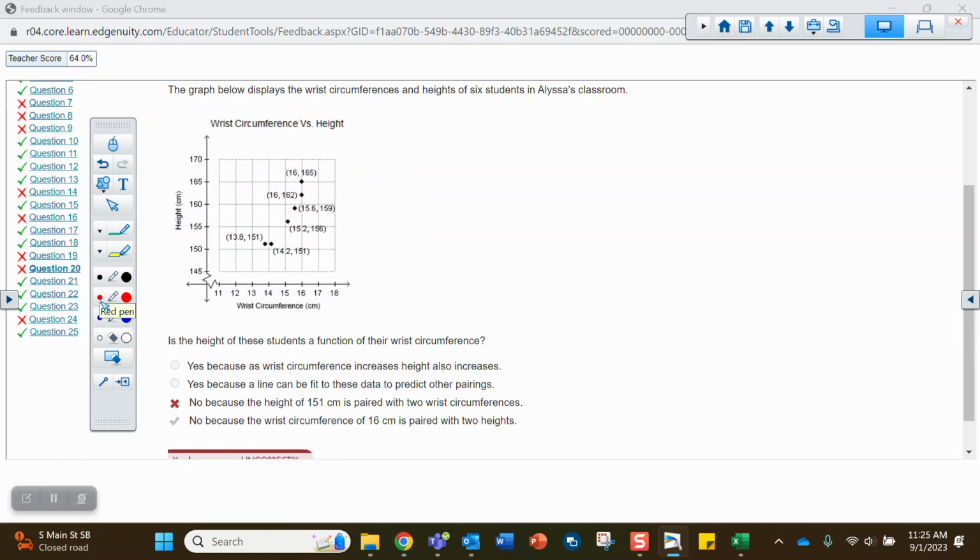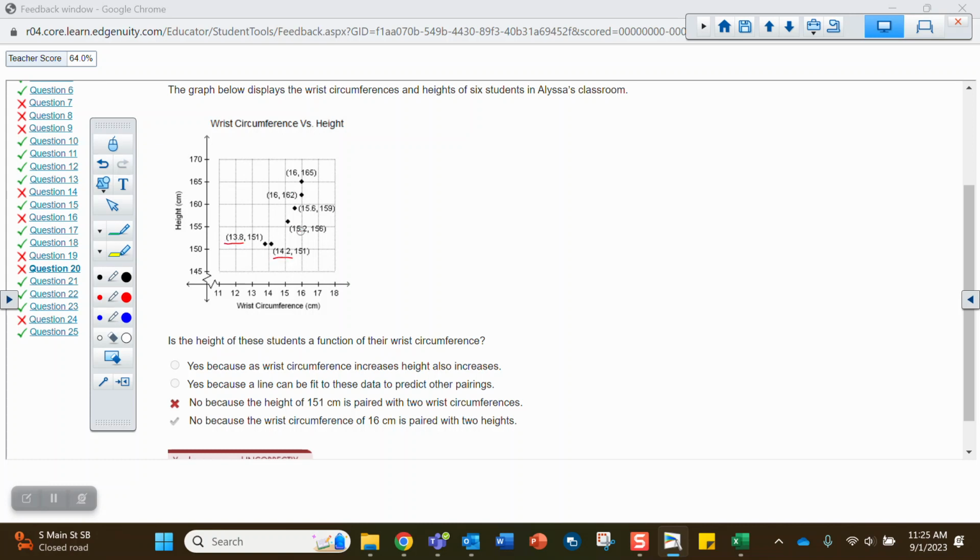Graph below displays the wrist circumferences and heights of 6 students in Alyssa's classroom. Is the height of these students a function of their wrist circumference? So do any x values repeat? Look at the ordered pairs, okay?